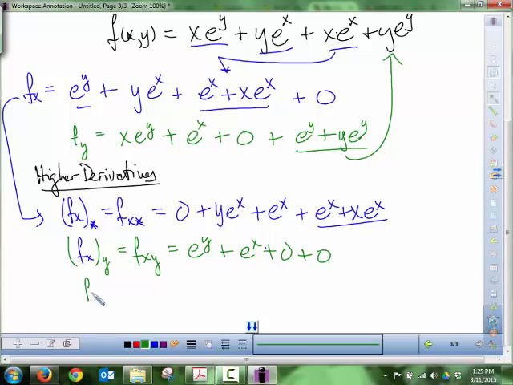All right. Let's do a couple more until you get bored. Let's take the derivative of fy with respect to y, so we'll call that fyy. So the derivative of x e to the y with respect to y is x e to the y. The derivative of e to the x with respect to y is 0. The derivative of e to the y with respect to y is e to the y. And then the derivative of the last one is e to the y plus y e to the y.